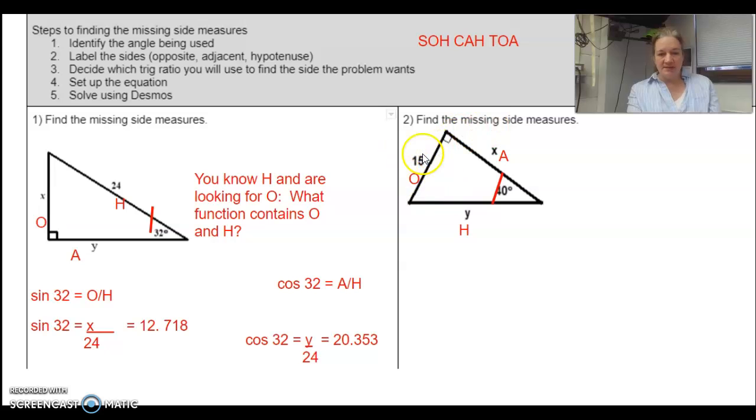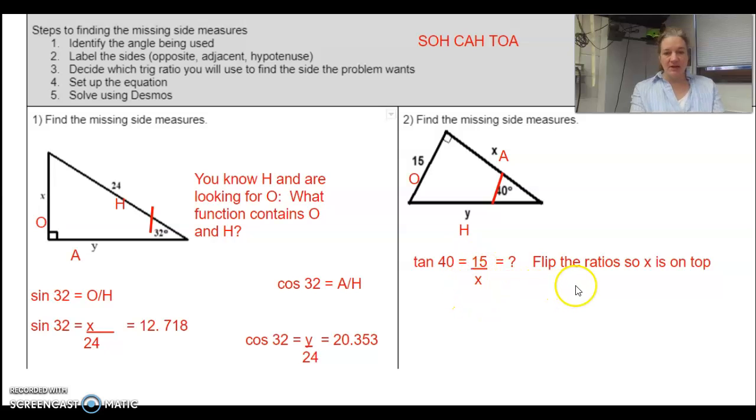So now I need to look at this. I know the opposite side. I'm looking for the adjacent side. So that function is tangent. So I write tangent, and it's opposite over adjacent, so 15 over x. But I can't put that into Desmos. Desmos doesn't like that. So I need to flip my ratio so the x goes on top.